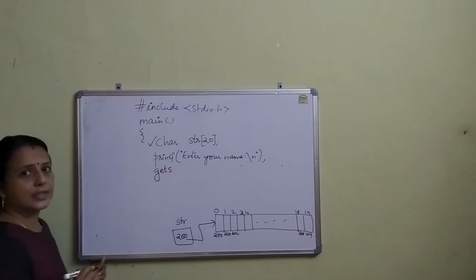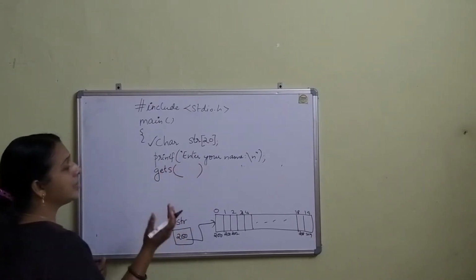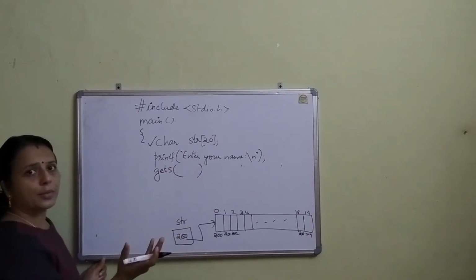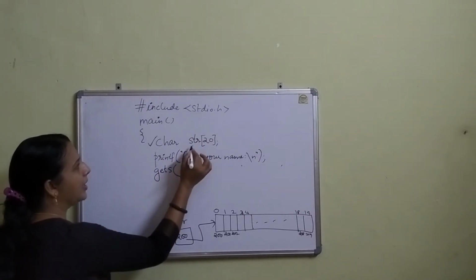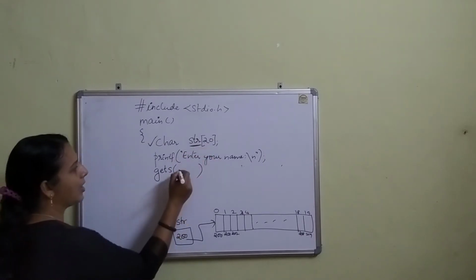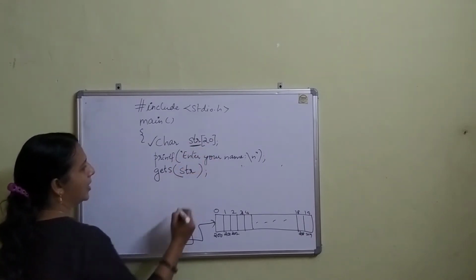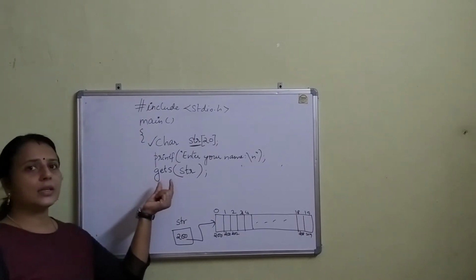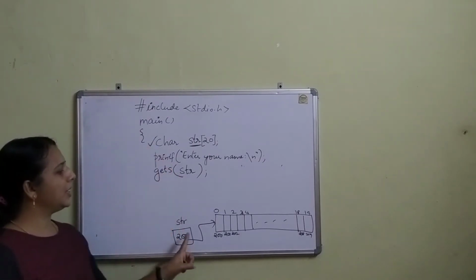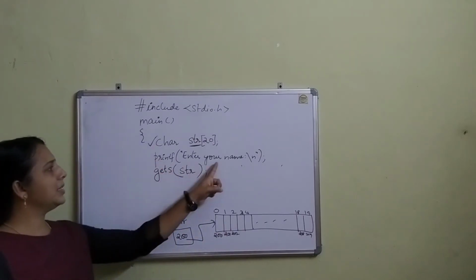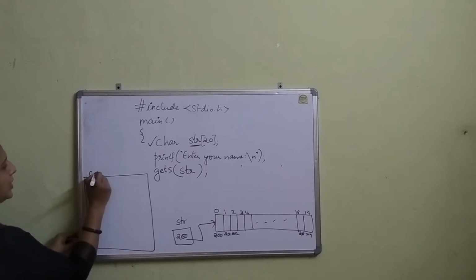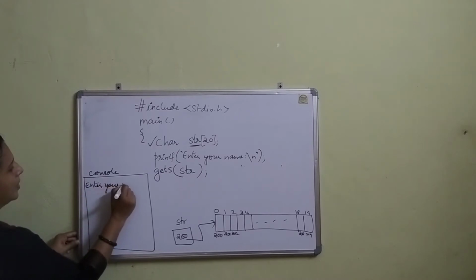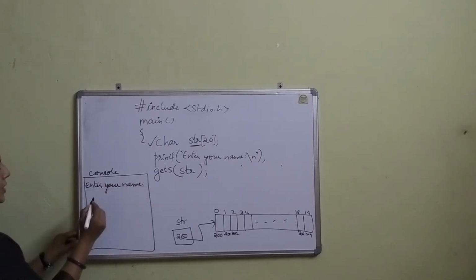This is the gets function. It is taking an argument. What is the argument it is going to take? It is going to take the name of the character array. Here the name of the character array is str, so it will be taking str. Okay. So what happens when this statement is executed? This happens internally. When this statement is executed, you will be getting a message on your console: enter your name.